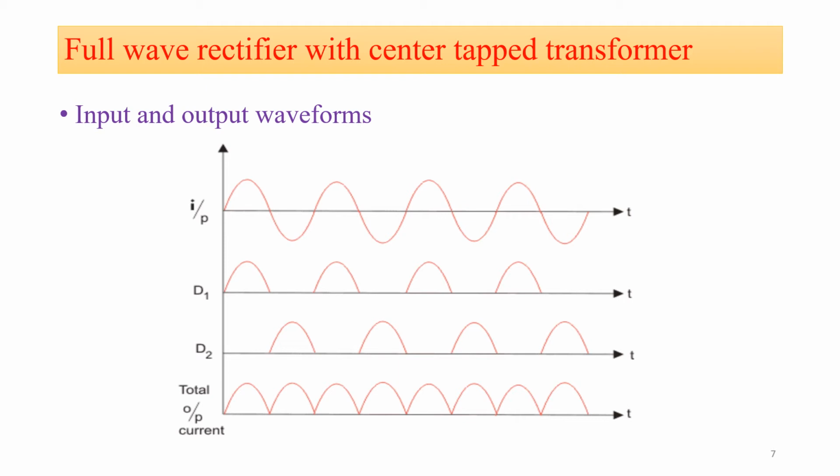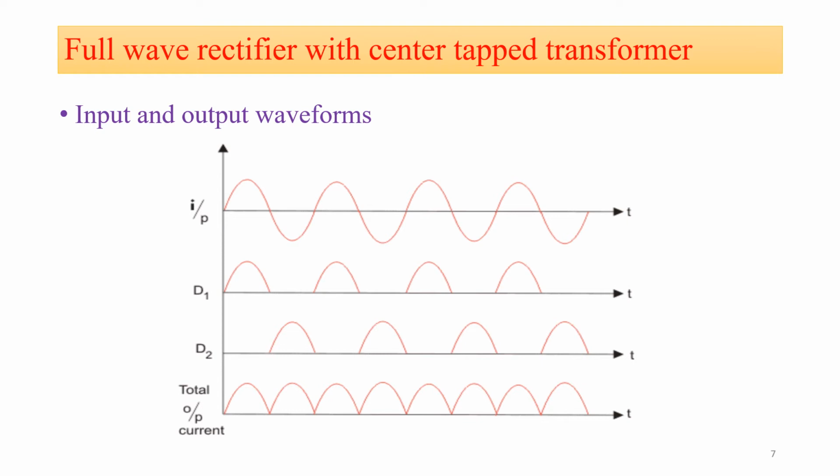And the total output current, that is the last waveform, indicates the combination of our diode D1 and diode D2, means how much current will flow through the diodes D1 and D2. The first positive half cycle is due to diode D1. Similarly, the next positive half cycle is due to diode D2. Means in the first positive half cycle of the total output current diode D1 will be on and diode D2 will be off. Similarly, for the next positive half cycle diode D2 will be on and diode D1 will be off.